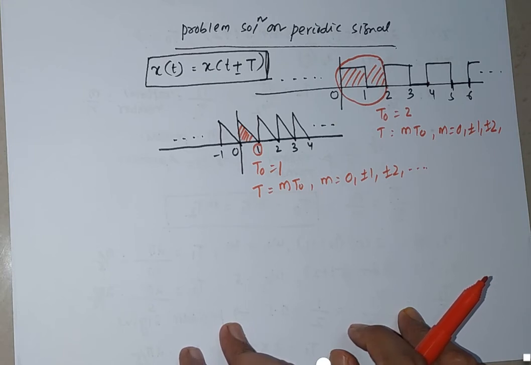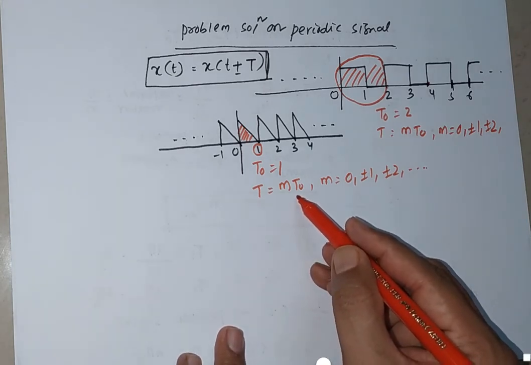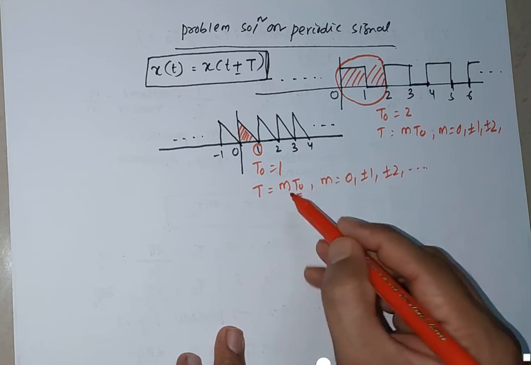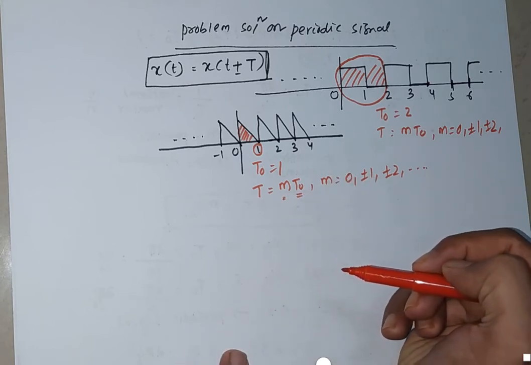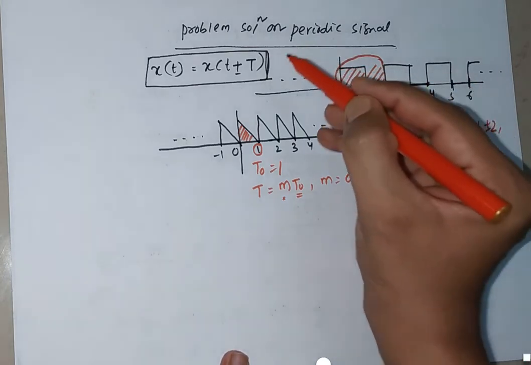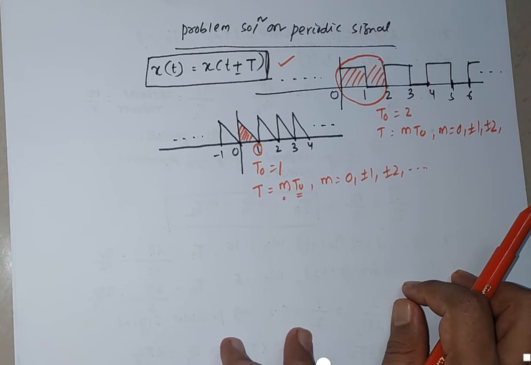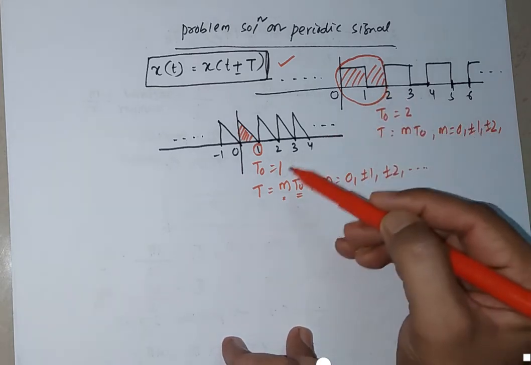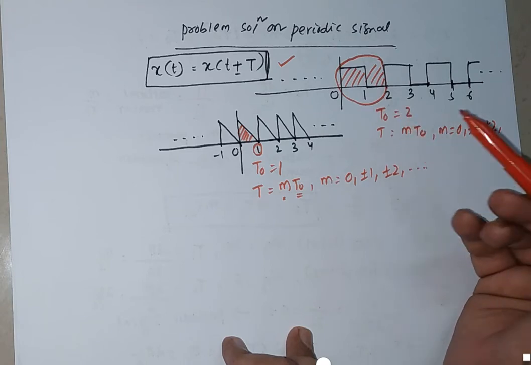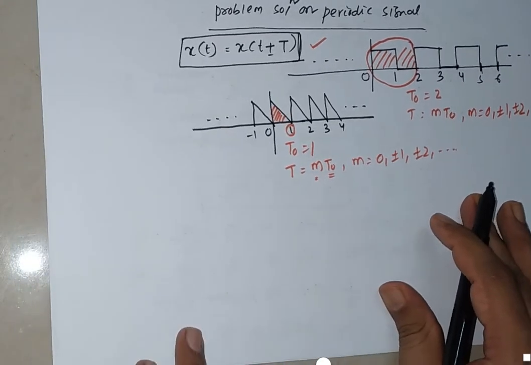You should not be confused about period and fundamental period. The fundamental period is the smallest value of capital T, or the smallest interval for which the signal repeats, but the period is an integer multiple of the fundamental period. Like if T0 is the fundamental period, then m multiplied by T0 is the period of the signal. So these two things you must understand. First, if x(t) satisfies x(t) = x(t ± T), then it's periodic. Or if a signal repeats after a certain interval of time, then it's a periodic signal. Now we will solve some quick problems based on this.